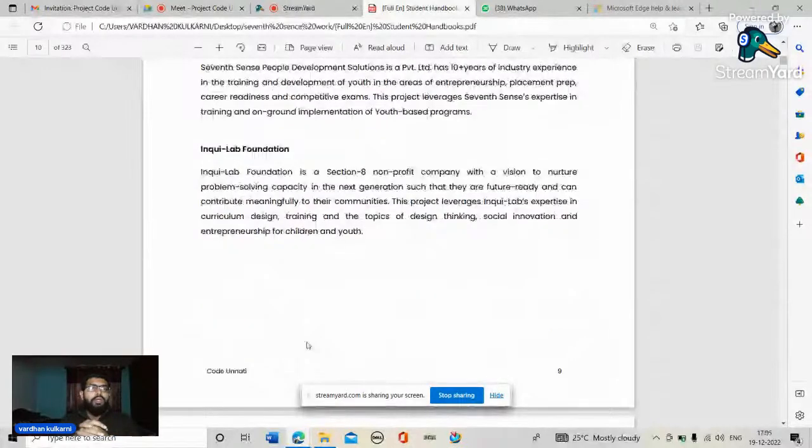Inquilabs Foundation is a Section 8 non-profit company with a vision of nurturing problem-solving capacity in the next generation, such that they are future-ready and can contribute meaningfully to their communities. The project leverages Inquilabs' expertise in curriculum design, training, and teaching design thinking, social innovation, and entrepreneurship for children and youth.